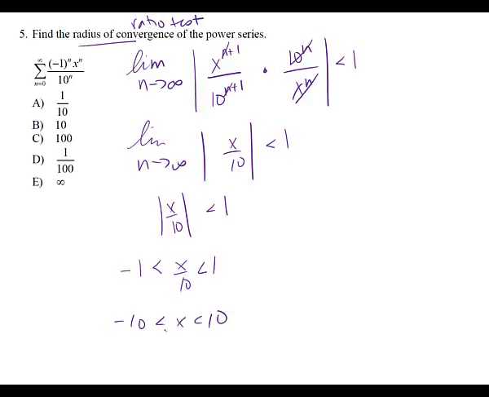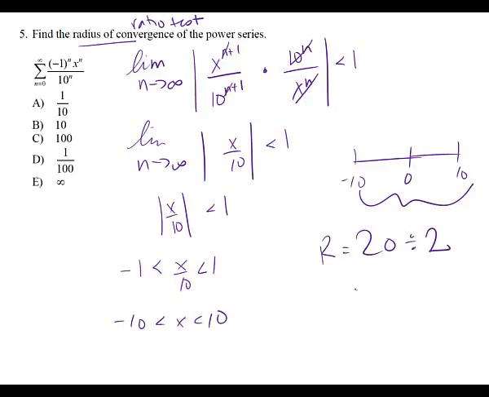Okay. What is the distance? If I put negative 10 to 10 on a number line, what's the distance between those two? 20, right? So to get the radius, I take that and I divide it by 2, which gets me what? 10. Which is B.